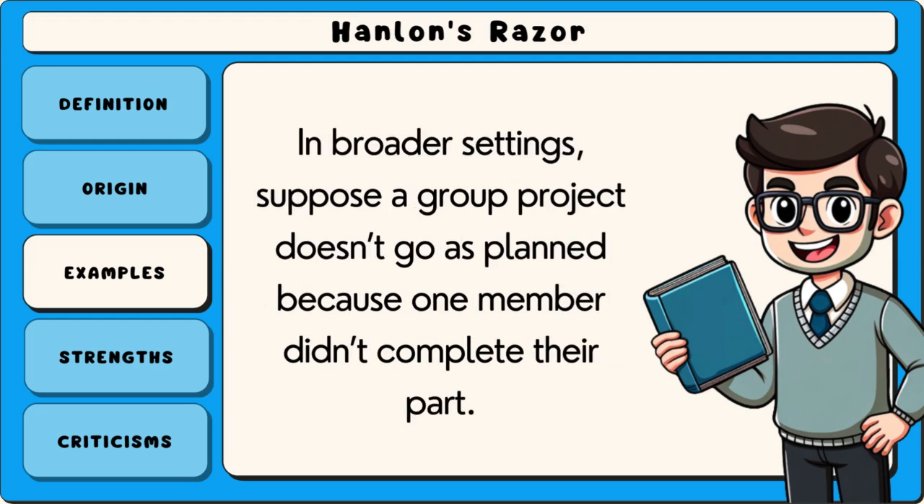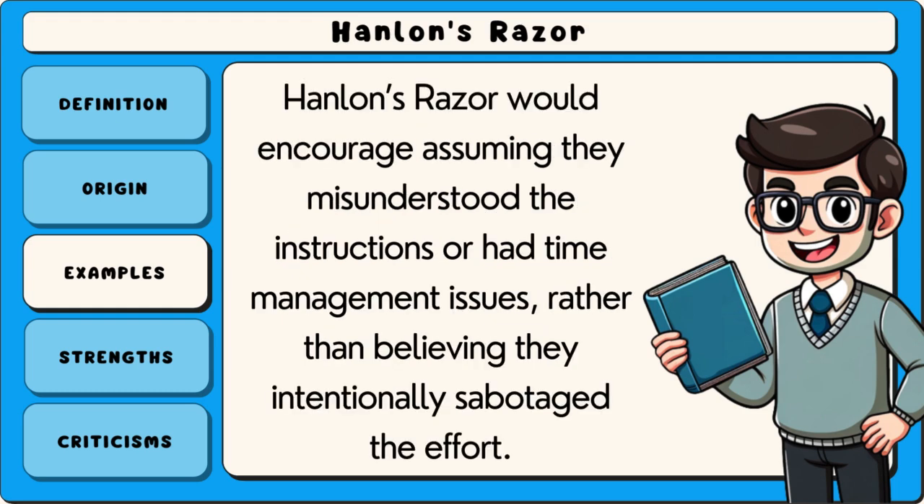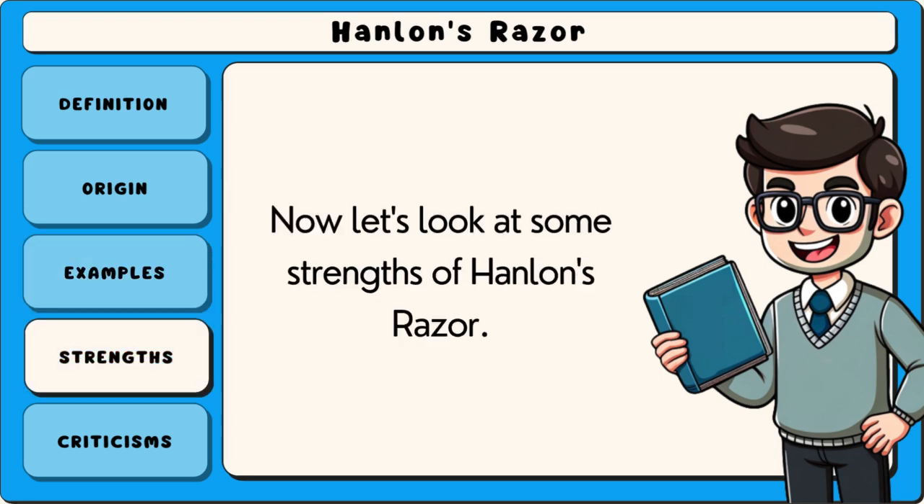In broader settings, suppose a group project doesn't go as planned because one member didn't complete their part. Hanlon's razor would encourage assuming they misunderstood the instructions or had time management issues, rather than believing they intentionally sabotaged the effort. Now let's look at some strengths of Hanlon's razor.